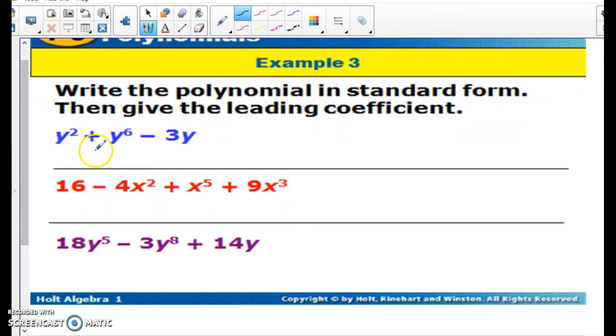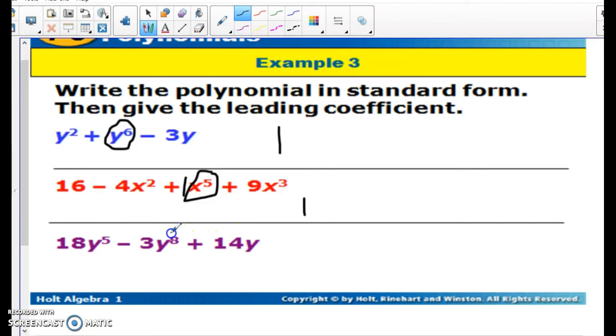Okay, so something like this, I won't rewrite them in order, but x to the 6th is going to be the biggest one. And remember that you just can't have a y by itself, so it's just going to be a 1 as leading coefficient. Same thing here. X to the 5th is going to be my biggest exponent, so 1 is going to be my leading coefficient again.